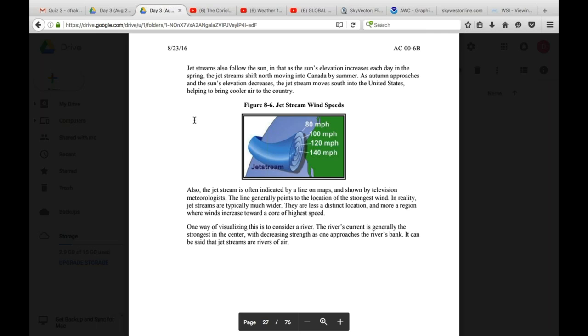The line generally points to the location of the strongest wind. In reality, jet streams are typically much wider. They are less a distinct location and more a region where winds increase toward a core of highest speed.